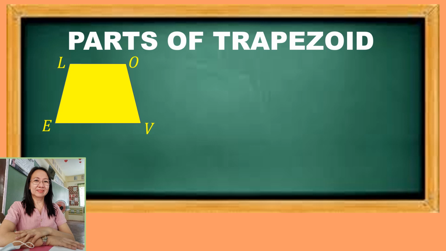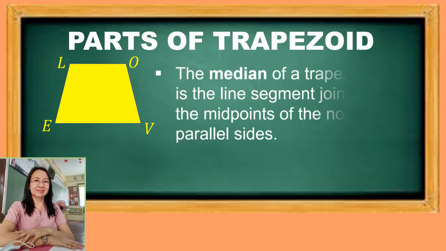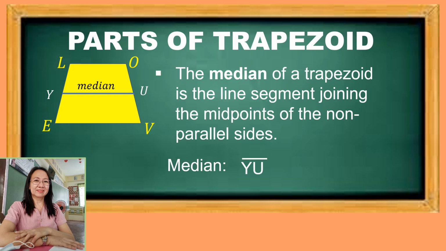Now, the other part of the trapezoid is the median. The median of the trapezoid is the line segment joining the midpoints of the non-parallel sides. So looking at the leg LE, let us get the midpoint and label it as point Y. Similarly, in leg OV, let us get the midpoint and name this as point U. Now connecting the midpoints will show us the median, and the name of our median is YU.